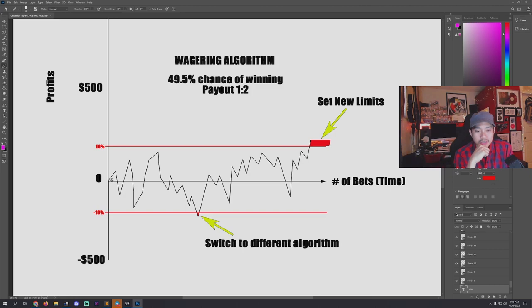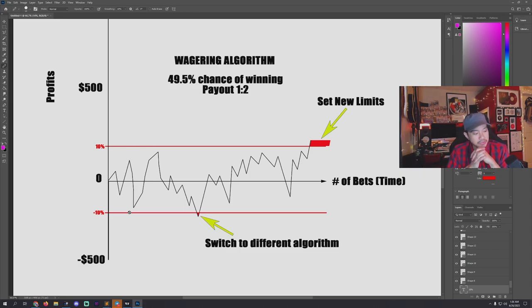So what you would do is, if you win, you bet 1. If you lose, you bet 1. You bet the same thing over and over again. That's what we're going to do for the first algorithm, the algorithm in this range right here. Between these two red lines, if you're betting 1, winning 1, losing 1, it's going to stay within here, but eventually it'll fall down. When it falls down to this limit, negative 10% of your base bet, then we will have to switch to a different algorithm.